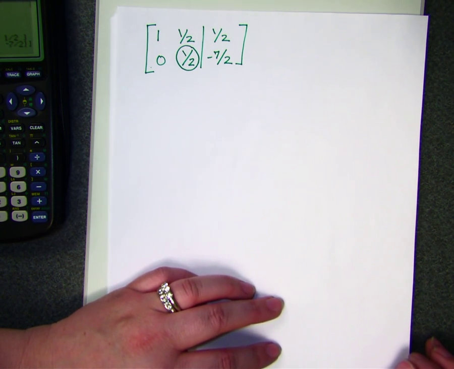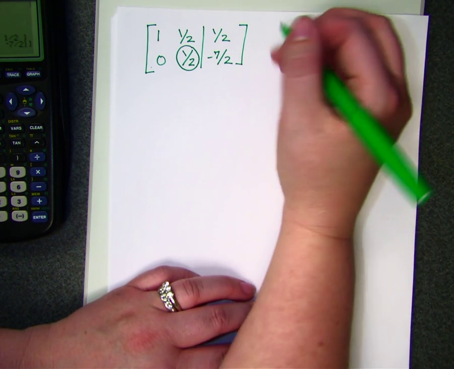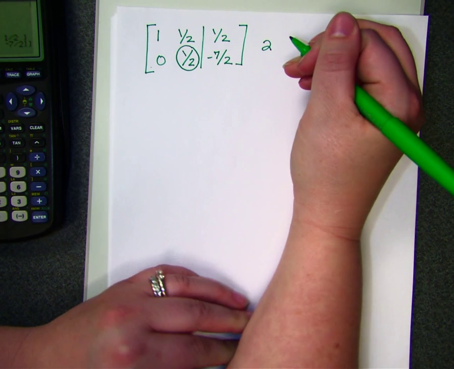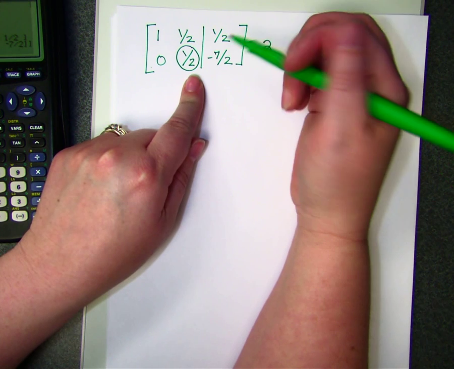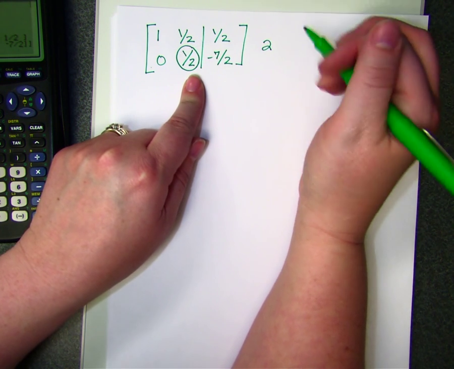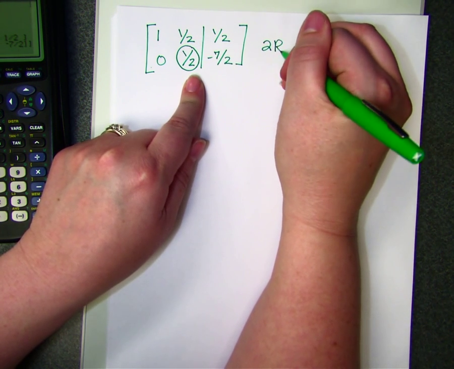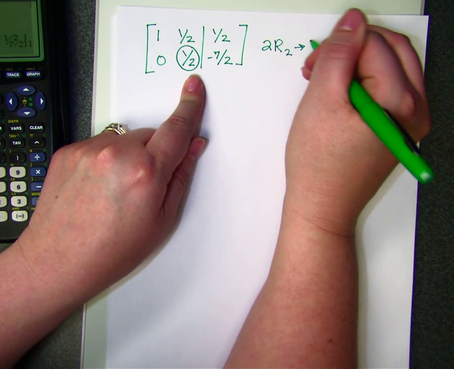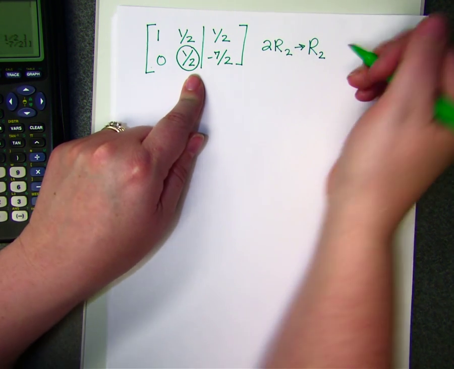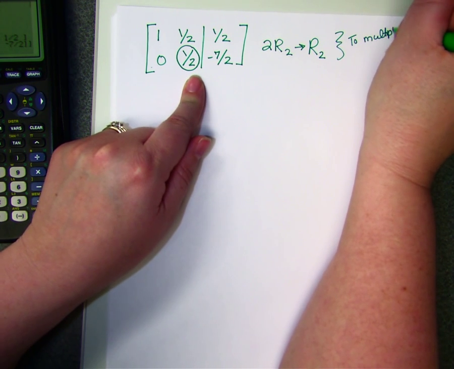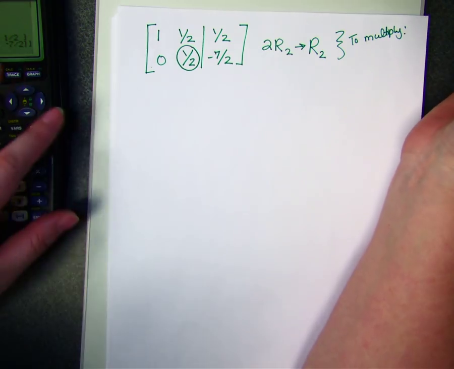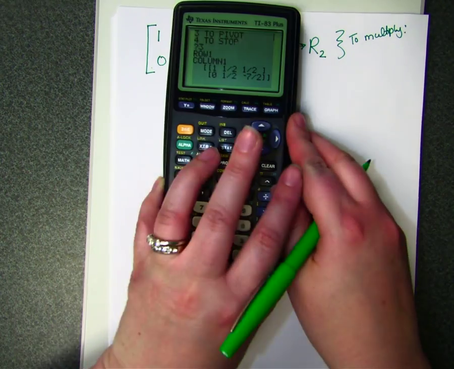Is there anything that we can multiply with 1/2 to make it turn into a 1? Yes, a 2. Like I said, the trick for turning something into a 1 is always just to multiply by the reciprocal. The reciprocal, or the flip fraction, of 1/2 is 2. So 2 times row 2 to create a new row 2. In your calculator, this is under to multiply. And we'll do that every time we want to get a 1. We'll use this function to multiply.